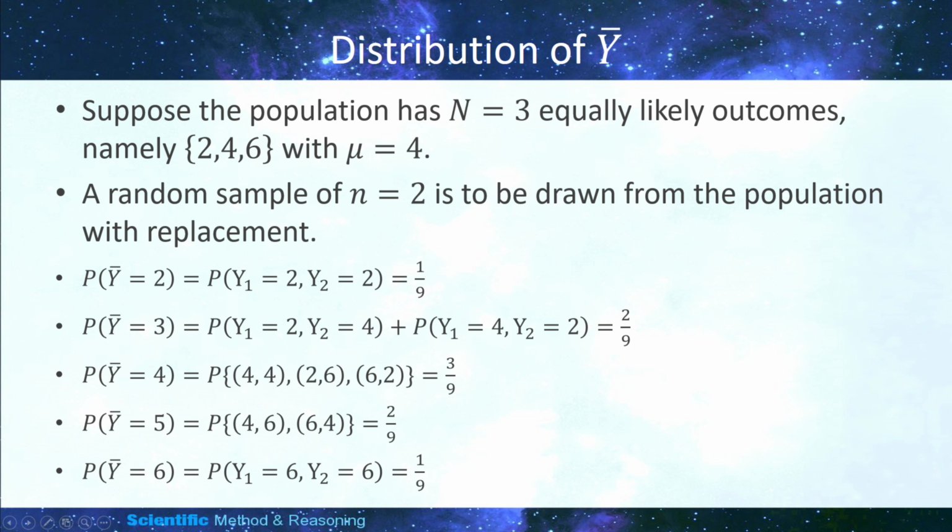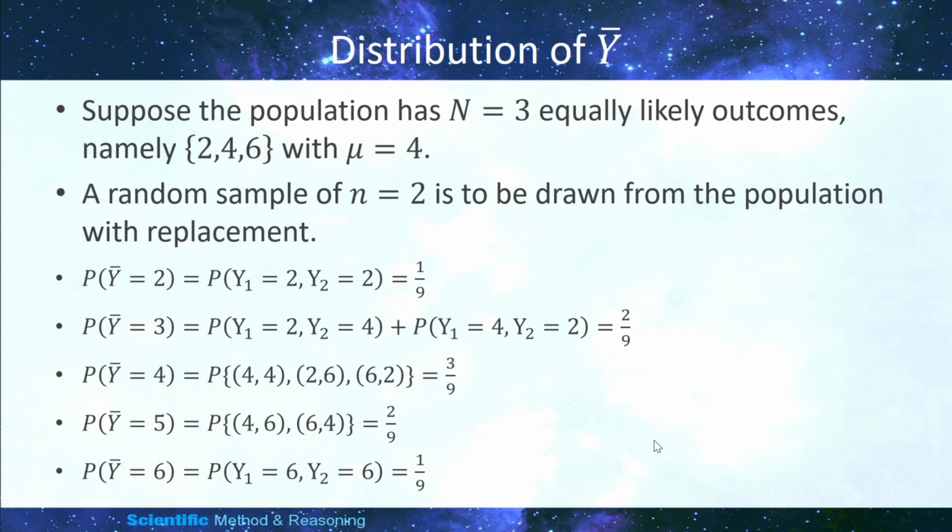So therefore the sample mean, before we actually observe the data, is a random variable that follows this particular distribution: sample mean equals 2 with probability 1/9, sample mean equals 3 with probability 2/9, sample mean equals 4 with probability 3/9, sample mean equals 5 with probability 2/9, and sample mean equals 6 with probability 1/9.